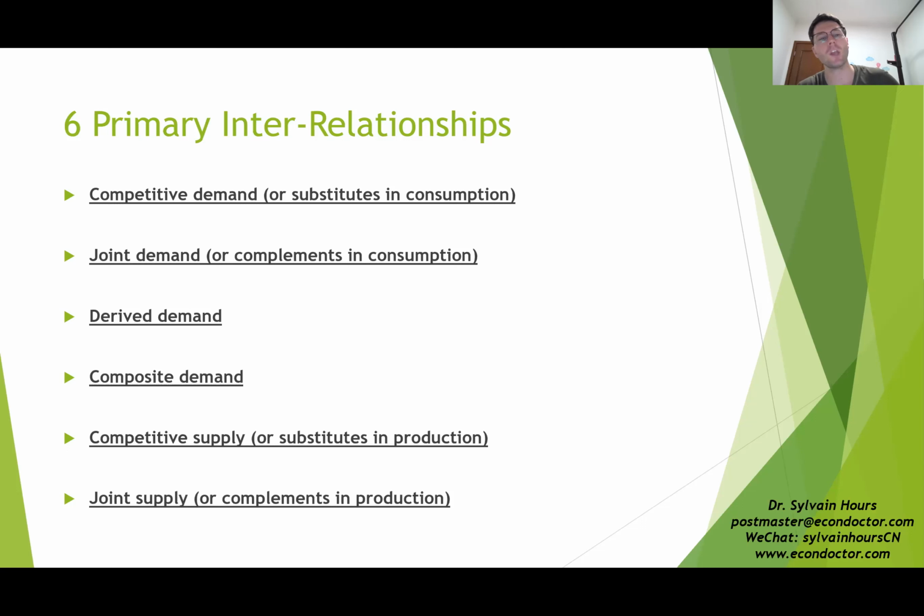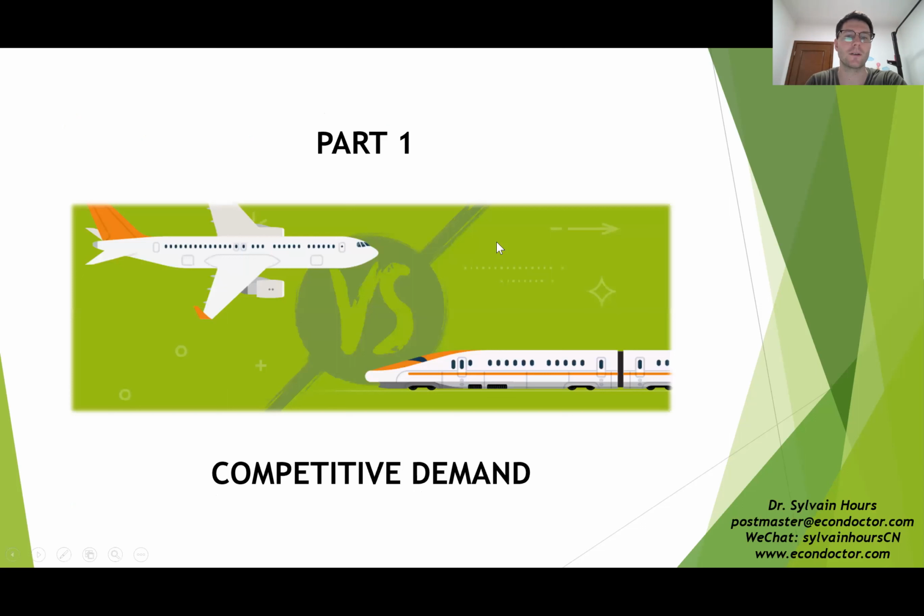Okay. So feel free to briefly introduce what this is about before giving more details. The only thing that I'm going to do in this PPT is just to define what each relationship is about, to give an example or several examples, and then to look at side-by-side diagrams to see, okay, if something happens in one market, what's going to happen in the other markets. Easy. So let's start with competitive demand.